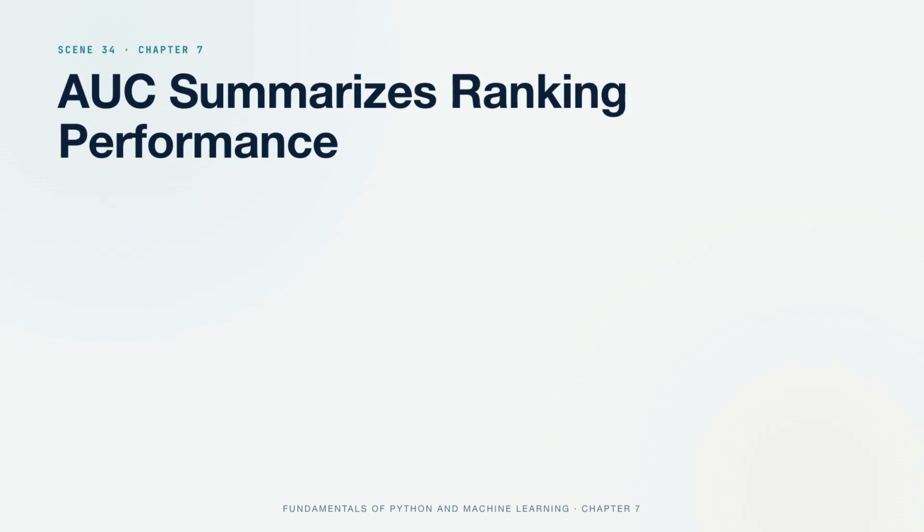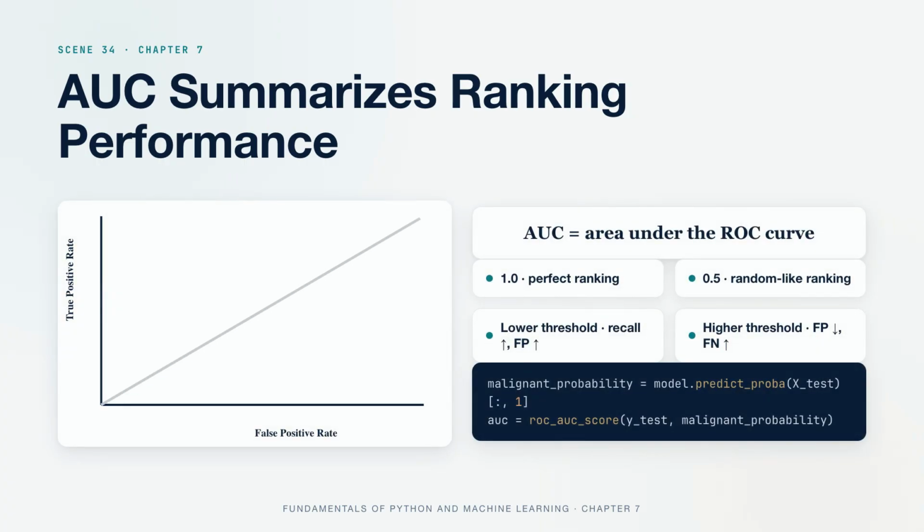Area under the curve, or AUC, summarizes the ROC curve with one value. An AUC of 1 represents perfect ranking of positive observations above negative observations. An AUC near 0.5 represents ranking similar to random guessing. AUC measures discrimination across thresholds, but it does not select the threshold for us.